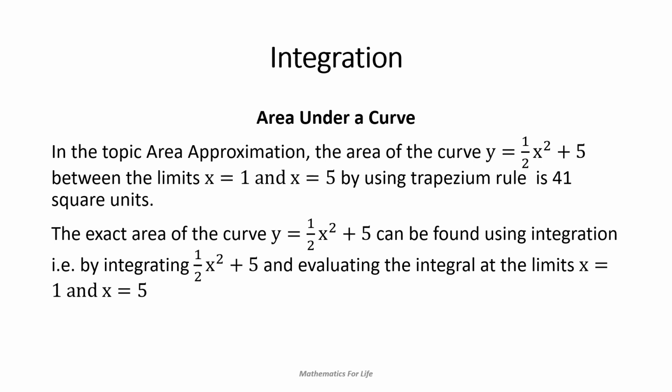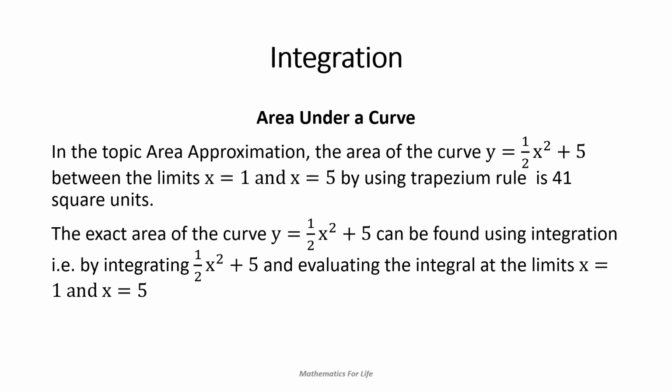In the topic area approximation, the area of the curve y = ½x² + 5 between the limits x = 1 and x = 5, when estimated using the trapezium rule, is 41 square units. Remember, the area of 41 square units is just an approximation, and therefore we may need to find a way of determining the exact area bound by the curve y = ½x² + 5, for the provided limits x = 1 and x = 5. That method that you can use to determine the exact area is integration.